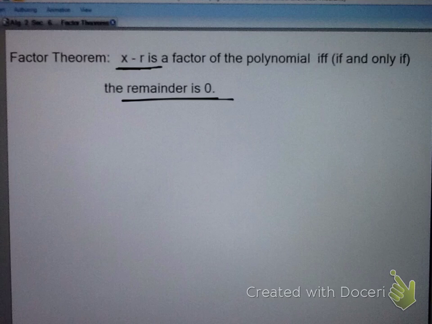This is called the factor theorem. x minus r is a factor of the polynomial if and only if the remainder is 0. So you've got to make sure if you have a 0 remainder, then whatever you divided it by is a factor.